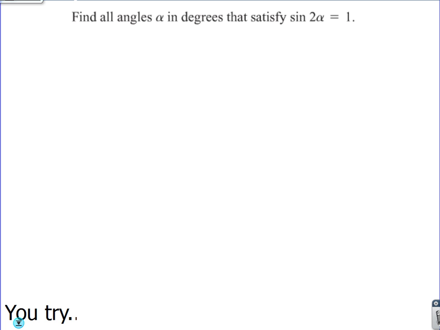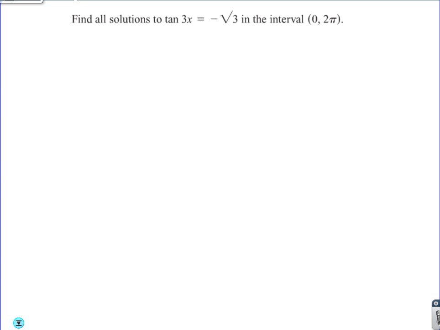Sine of 2 alpha equals 1. Let me see if I've got... Let's just do this one. The tangent of 3x equals negative root 3. Now this one's a little bit different. It says find all the solutions to this in this interval. You don't have to tack on the plus minus and all that. You're just looking for all the answers between 0 and 2 pi, or between 0 and 360 degrees.